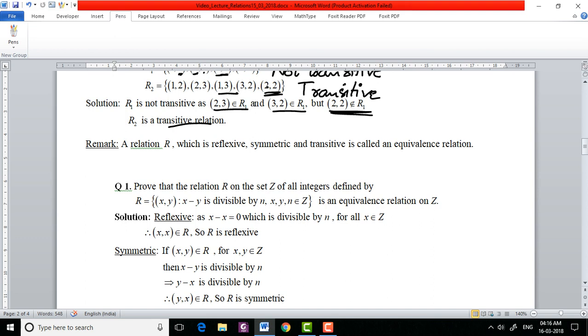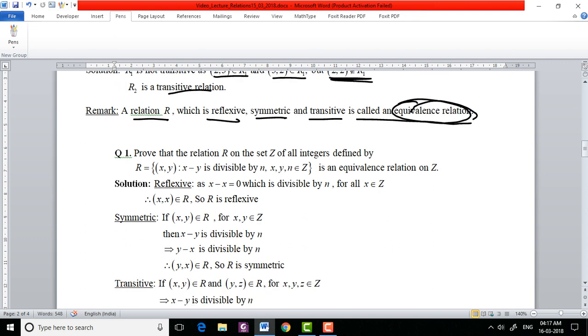Now, as an important remark, a relation R which is reflexive, symmetric and transitive is called an equivalence relation. So this is the important type: if our relation is reflexive, symmetric and transitive, we say that our relation is an equivalence relation.